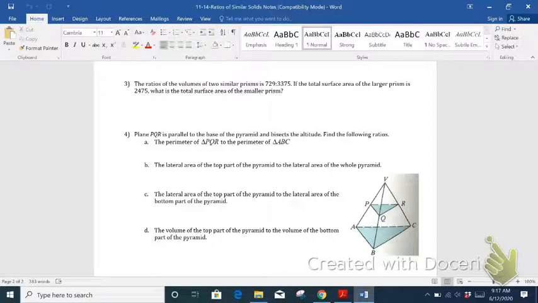Okay, final question here. We have a plane, PQR, and it's parallel to the base of the pyramid and bisects the altitude, so that's the height. So like from here to here, this plane bisects it, okay? So you can think of altitude as the height, and that statement, I know it's not drawn really well, but maybe draw like this where it connects to the back of it, I don't know.